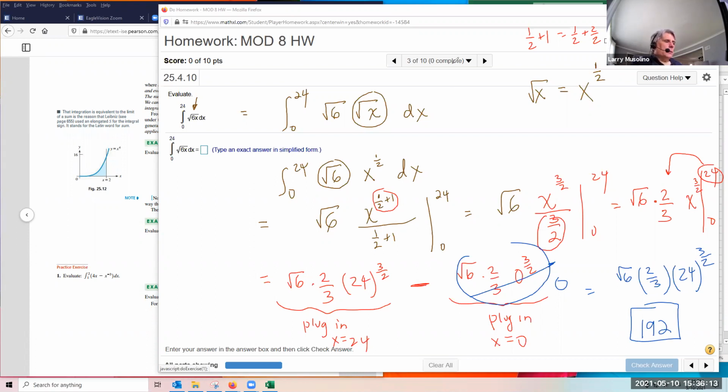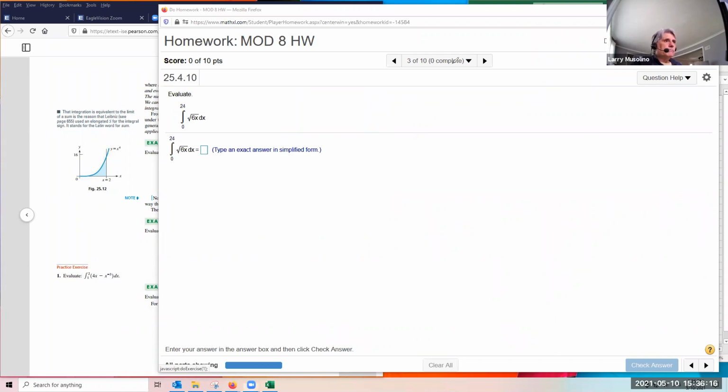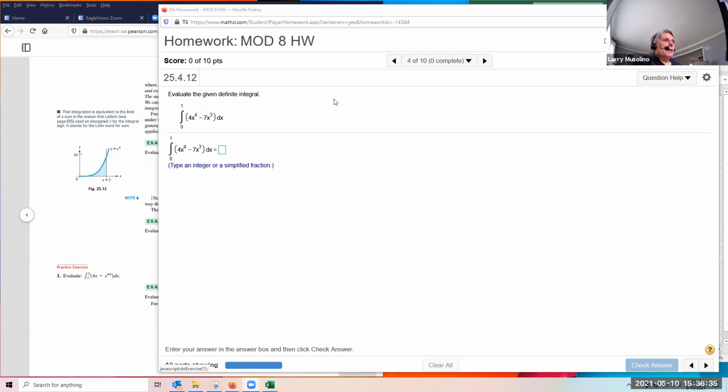All right, let's do another example. This one's a little different because it's a subtraction of 2 functions. If you remember, the way you can work out this integration is to take the integral separately of each one of these 2 quantities being subtracted. So here's what I'm going to do. I'm going to take the integral of 4x to the 4. The 4 comes down with me because that's just a constant.